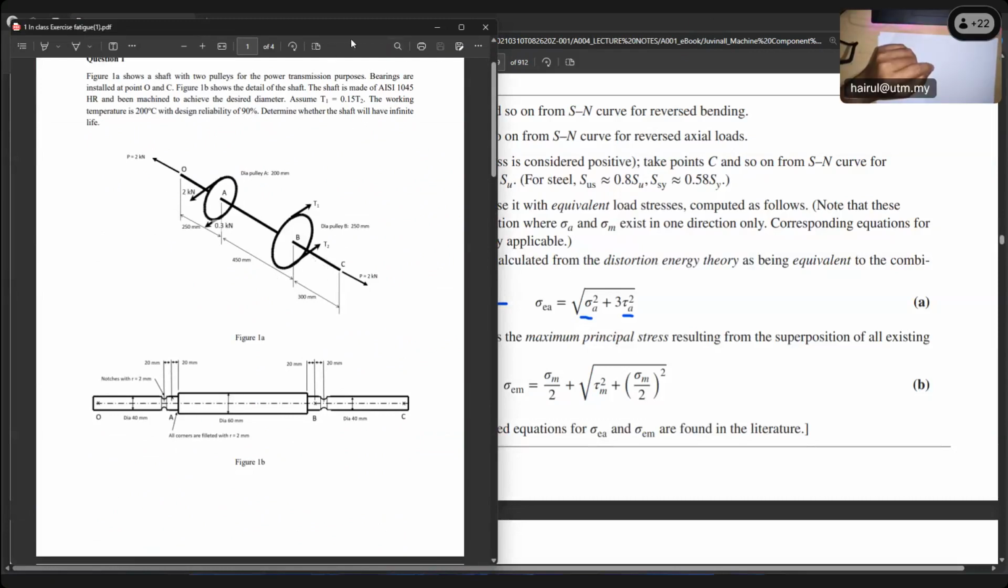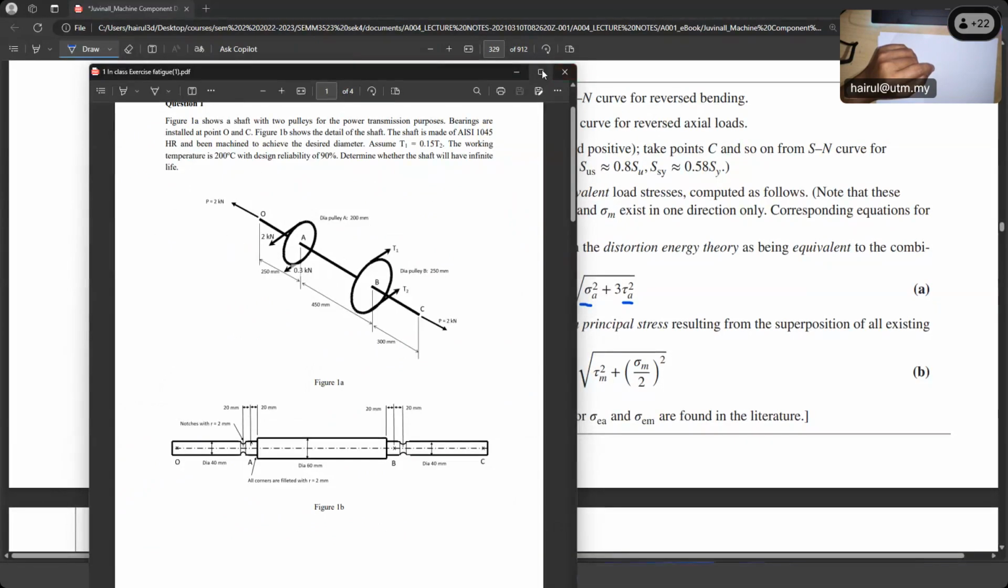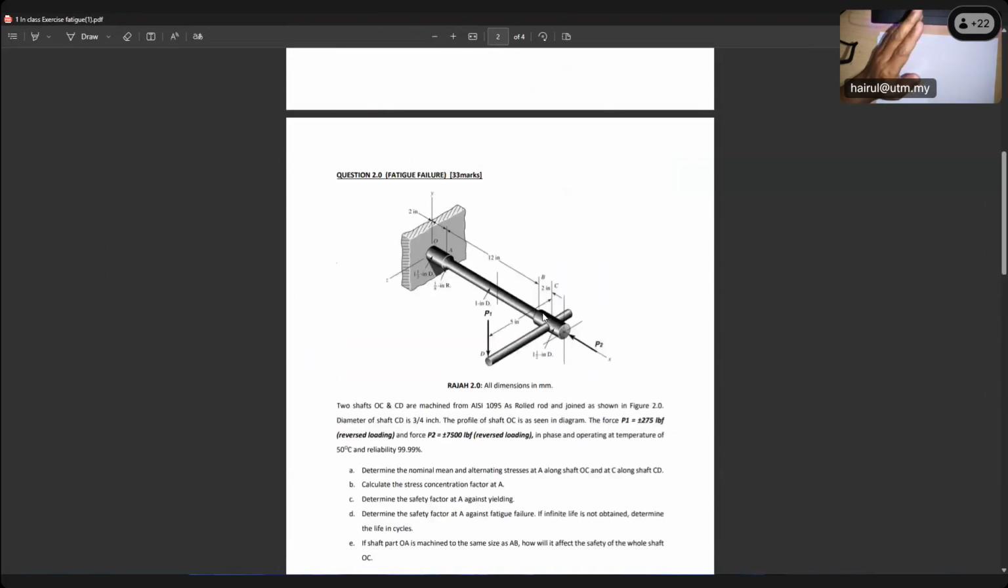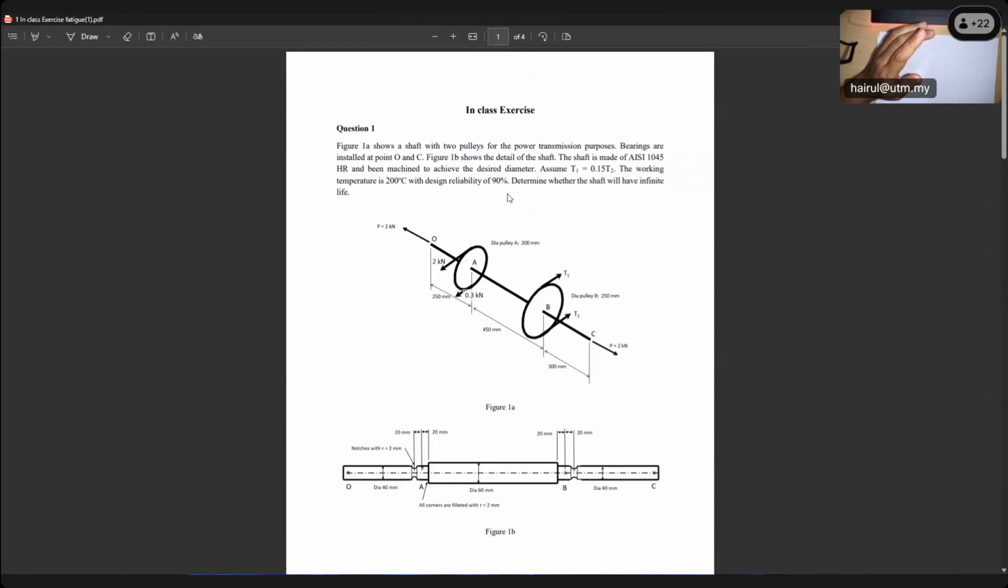This question is actually from a previous test. This is the in-class exercise. We have question 1 here, not this one, this is question 2. I'm talking about question 1, fatigue analysis. We have this shaft. Figure 1 shows a shaft with 2 pulleys for power transmission purposes.